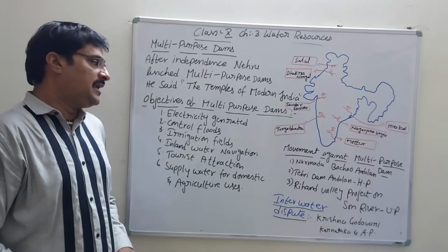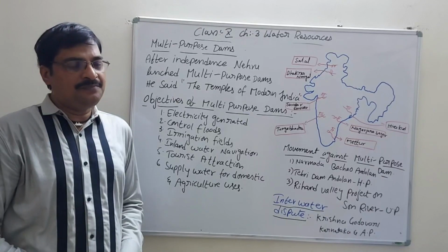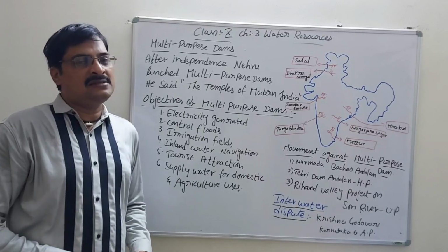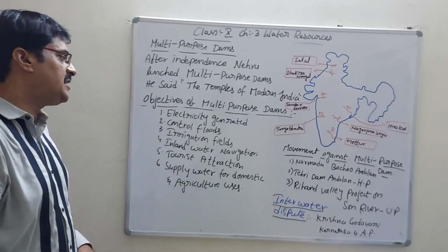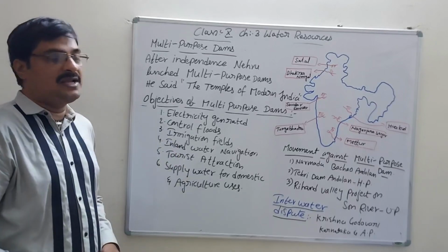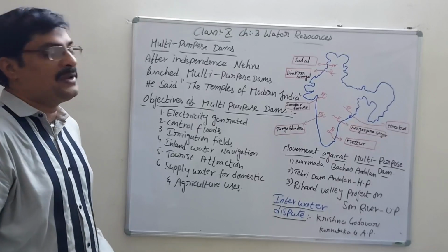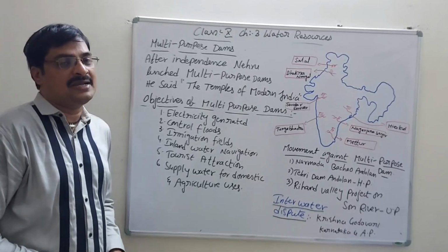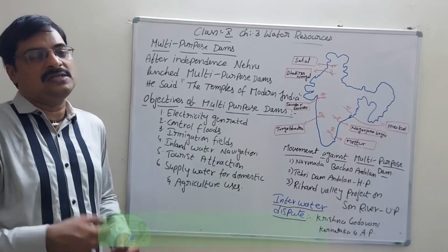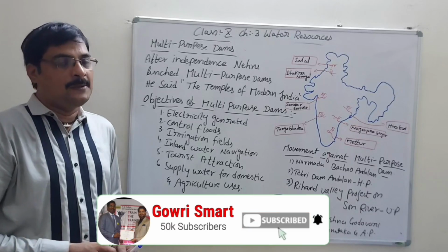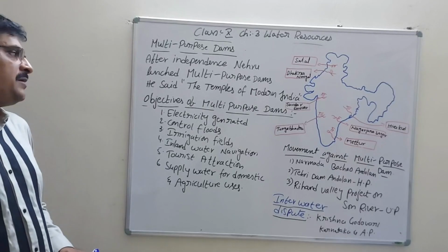So these are the many facilities of multi-purpose dams. This is one of the important 5-mark questions for the board exam. People can easily write the answer. Just write elaborately on these points: electricity generation, controlling floods, irrigation, inland water navigation, tourist attraction, and supply for domestic and agricultural purposes. We will get 5 out of 5 marks.